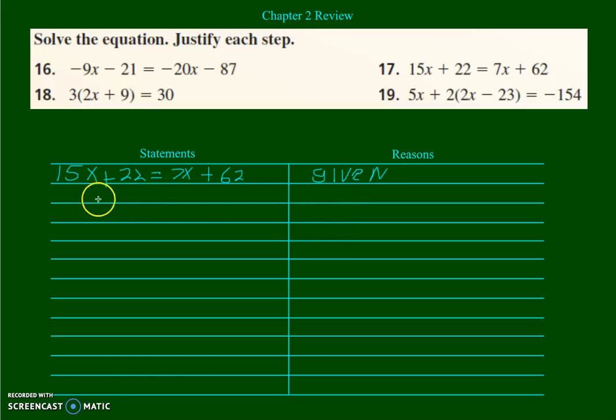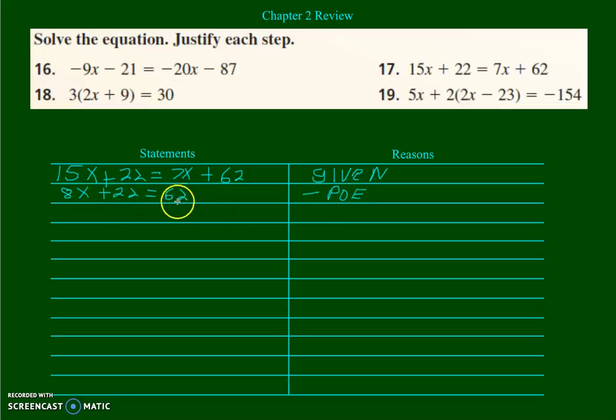First thing I'm going to do, I'm going to combine my x terms on the left side. So we have 8x + 22 = 62 because we subtracted 7x from both sides, because that's a plus 7x. The inverse is subtraction. So that would be subtraction property of equality.